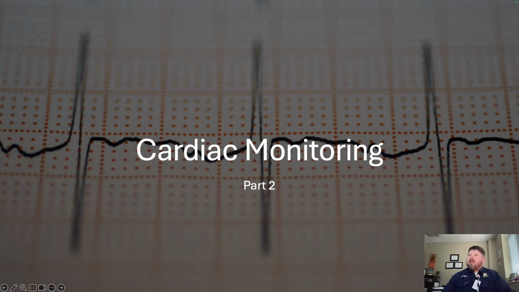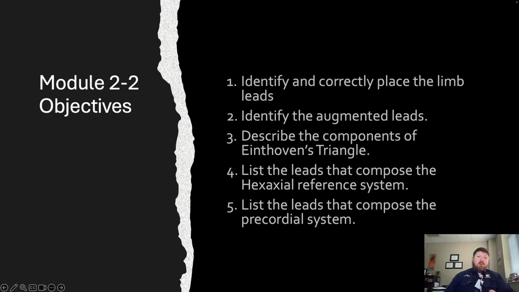So in the second lecture here, we're going to continue with cardiac monitoring. And in this lecture, we're going to talk about the cardiac monitoring leads. Our objectives: we're going to identify and correctly place the limb leads, and identify the augmented leads. So the limb leads and the augmented leads are going to essentially go in the same grouping.